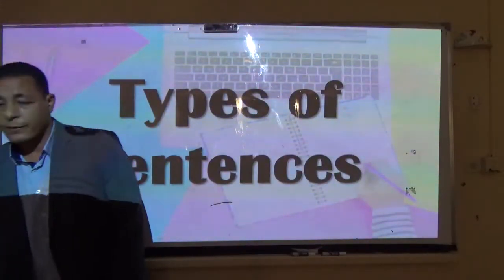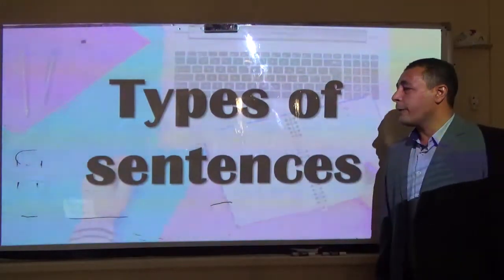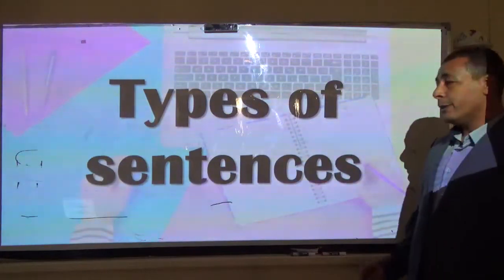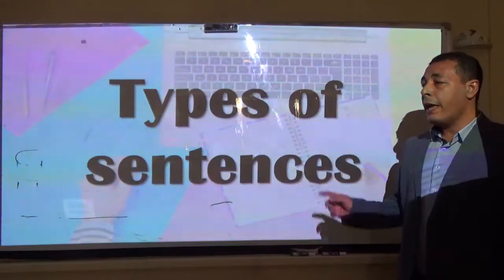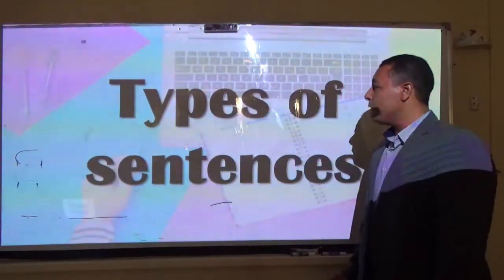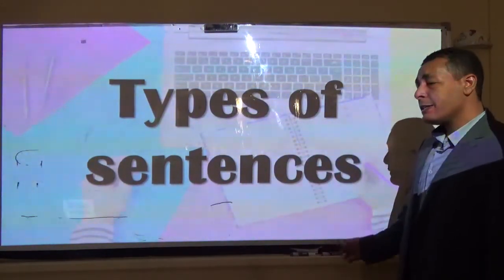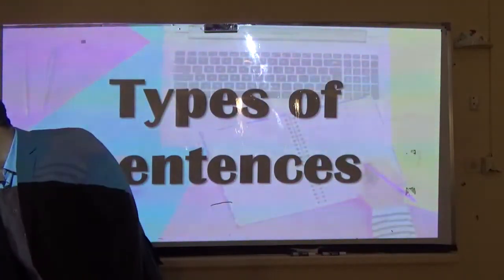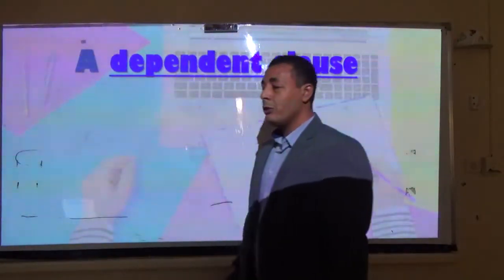Yes, let's see types of sentences. Okay. Do you know the types of sentences? Yes, we have 3 types of sentences: simple sentences, compound sentences, and complex sentences. But before we deal with simple, compound or complex sentences, let's know the difference between dependent and independent clause.